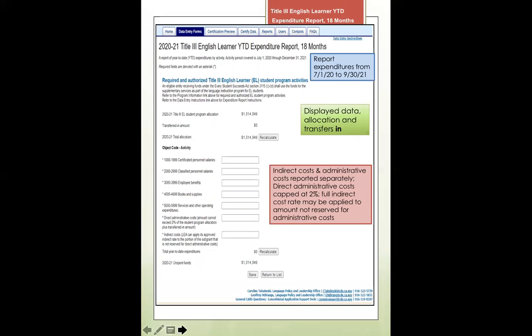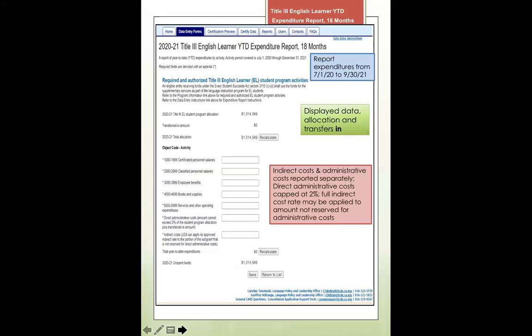They include your allocation, transfers in. There's also something on some of them called a repayment of funds. I don't know if anyone's ever had that, but that's if you had to pay something back to CDE. And the same with indirect costs and admin indirect costs, you can apply the full amount, but administrative costs are reported separately, and you still have a 2% restriction on direct administrative costs. Title III is very tight about direct administrative costs.